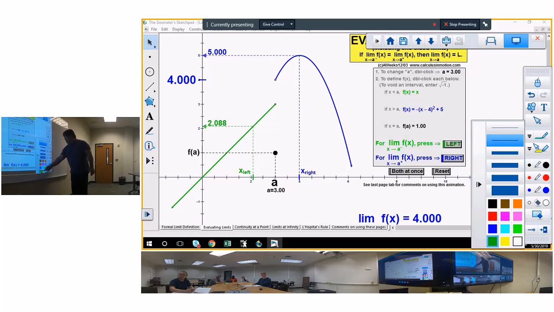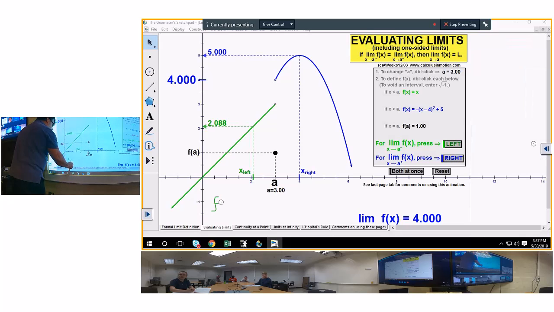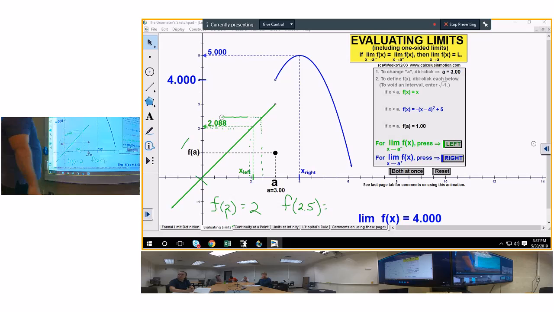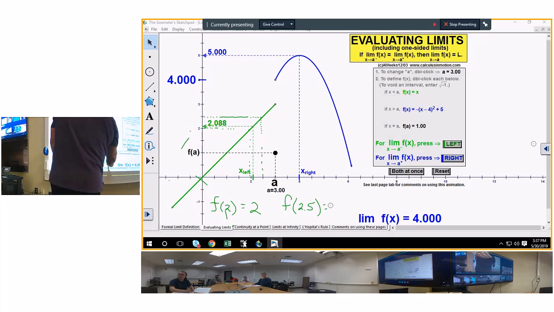Okay, so we're going to take the green pen, and I want you to tell me what f of 2 is. What is f of 2? Well, it should be 2. And if I was to ask you what f of 2.5 is, well, you would go, 2.5 is right there. That's going to be about 2.5 there, give or take a good bit.